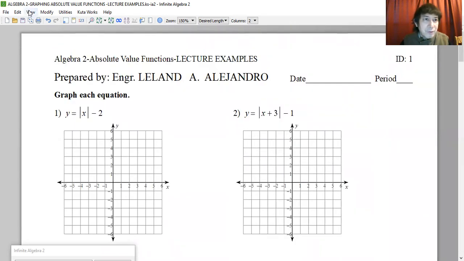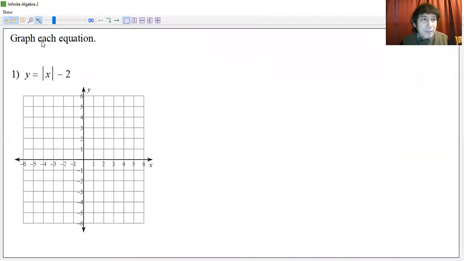using the presentation view. First number, graph each equation. Here's the first. y is equal to absolute of x minus 2. So we're going to do the graph for this, and we shall determine the vertex of the graph first. The graph of the absolute value function starts with one point and goes to one side of that and goes to the other side. So it's symmetrical with respect to the point, or the vertical line passing through that point. So we shall check.